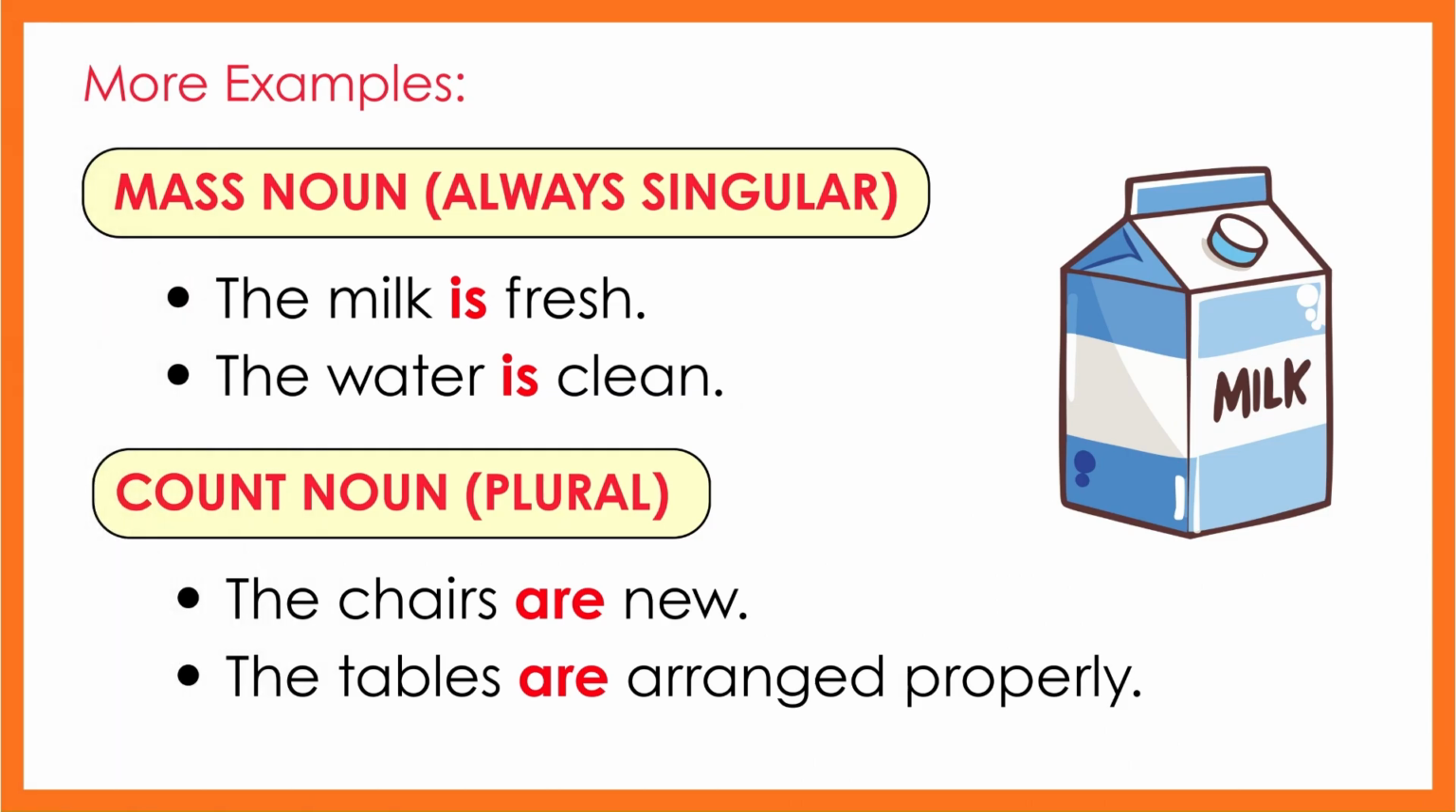Mass nouns, always singular. Mass nouns use singular verbs. The milk is fresh. The water is clean. Count nouns, plural. Plural count nouns use the base form of the verb. The chairs are new. The tables are arranged properly.